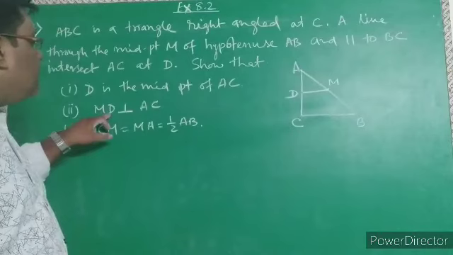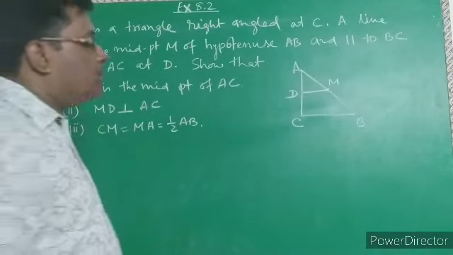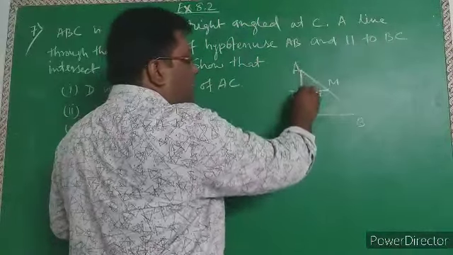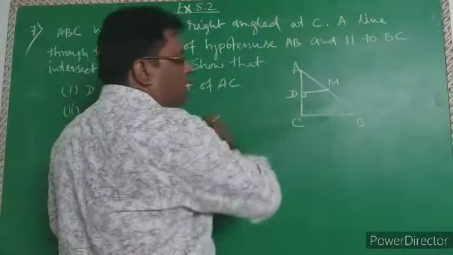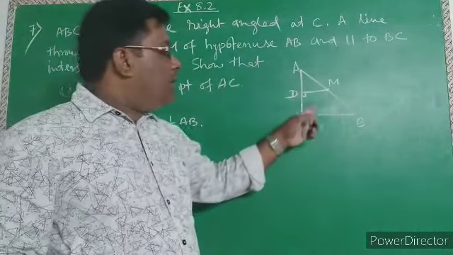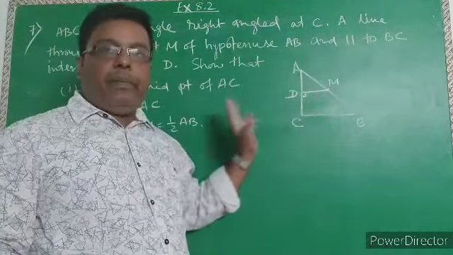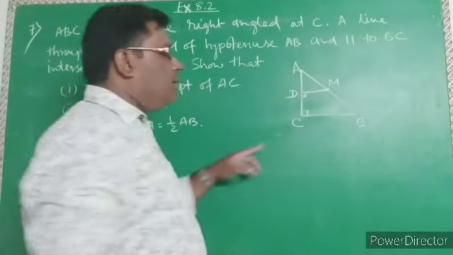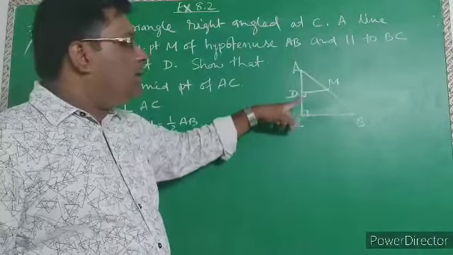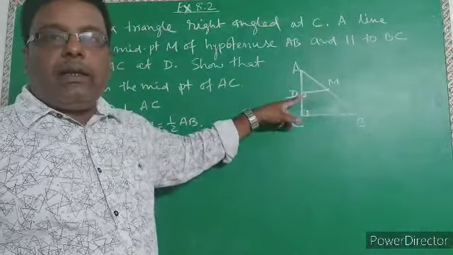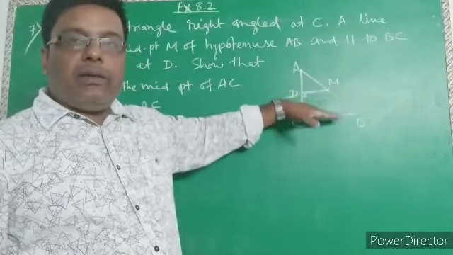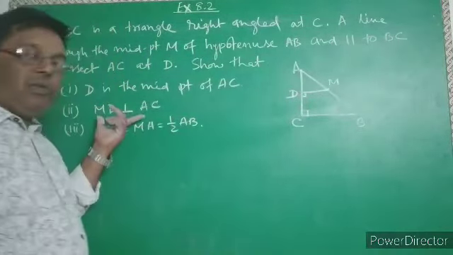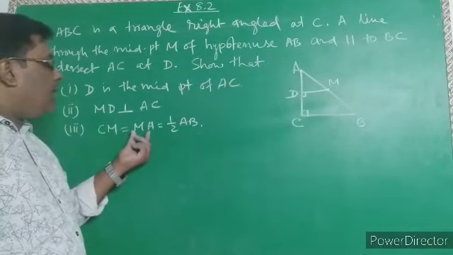Next, MD is perpendicular to AC. That is, this line is perpendicular. So MD and BC are parallel. Given that C is 90 degree, then this must also be 90 degree because they are parallel to each other. That means if it is 90, then perpendicular. So next proof. So next, CM equal to MA.